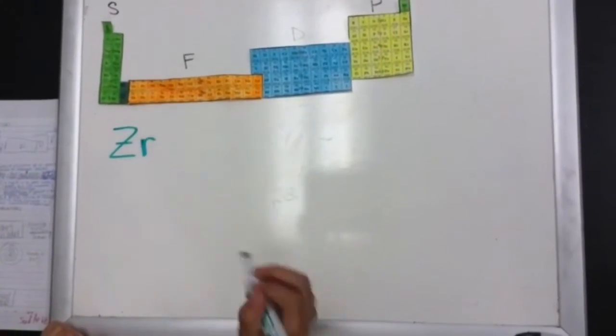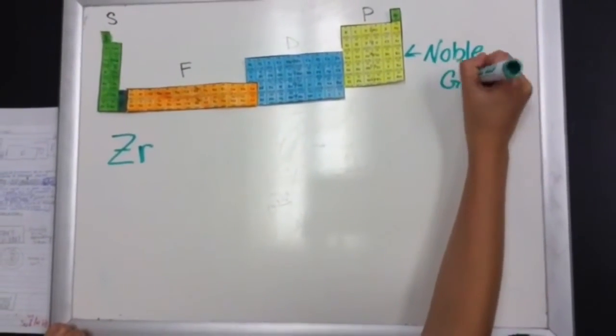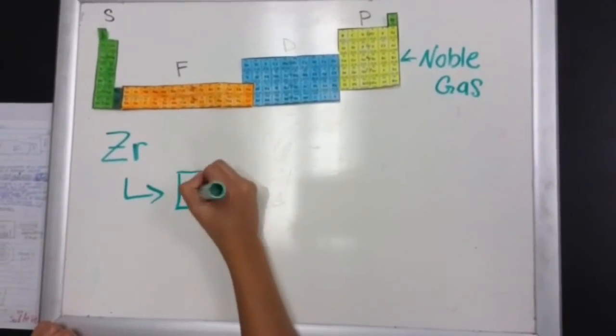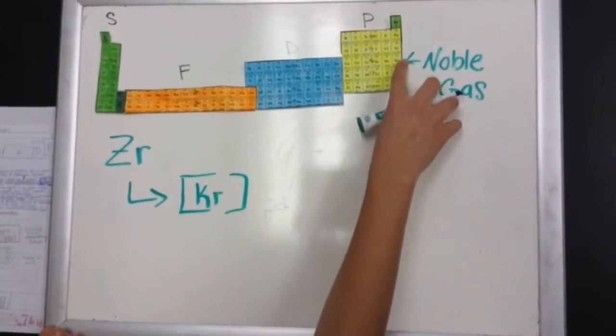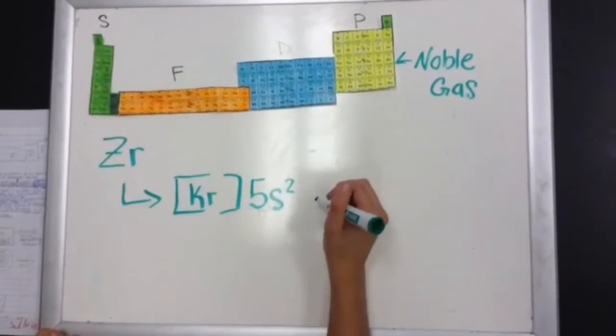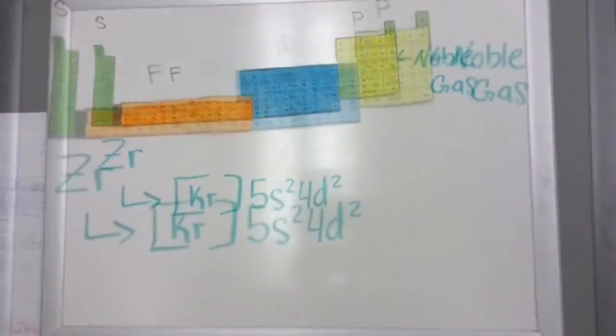First, you locate the first closest noble gas before the element you are trying to write the configuration for. Using zirconium again, krypton is the first closest noble gas located before zirconium on the periodic table. First, we write the symbol of the noble gas in brackets, and then continue writing the electron configuration like normal, starting from the noble gas you decided to use.